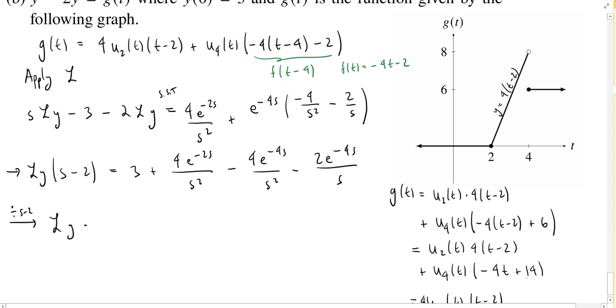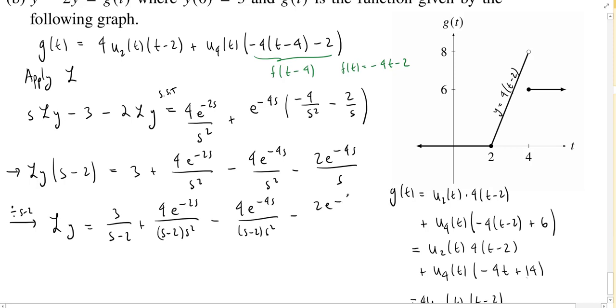So L of y is going to equal 3 over s minus 2. We have 4e to the negative 2s over s minus 2 times s squared. We have minus 4e to the minus 4s over s minus 2 times s squared. And we have minus 2e to the minus 4s over s minus 2 times s.